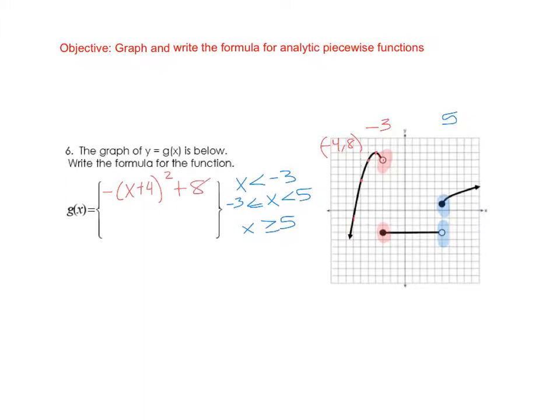The middle function is just a horizontal line. Horizontal lines are just the y value. So 1, 2, 3, -3.